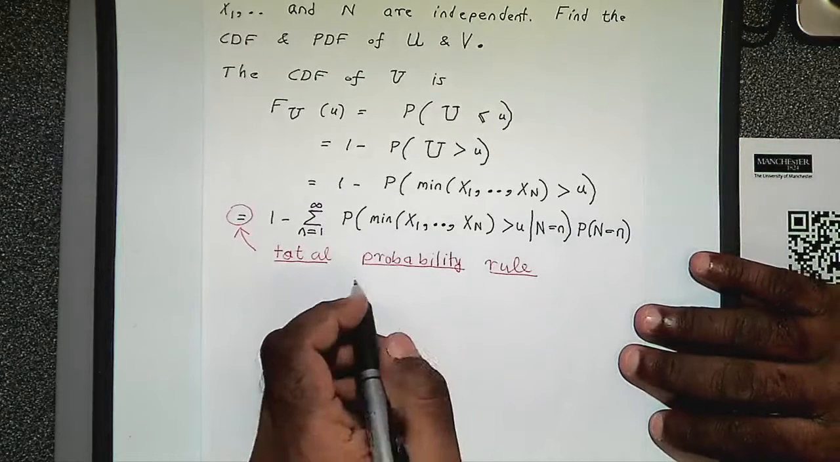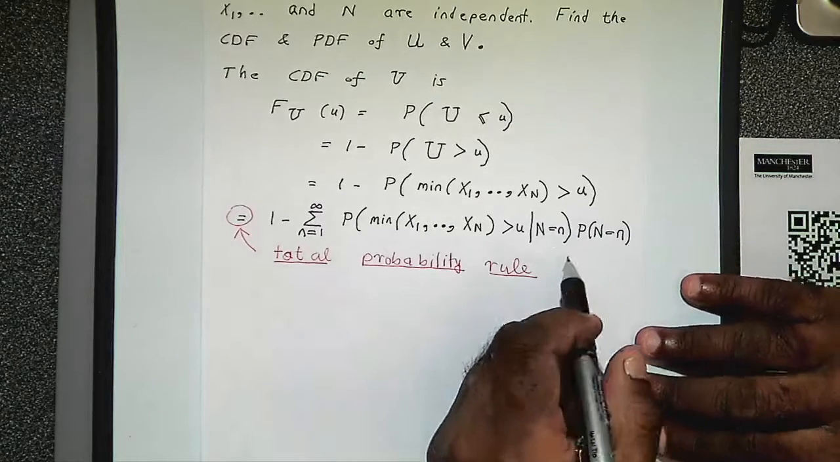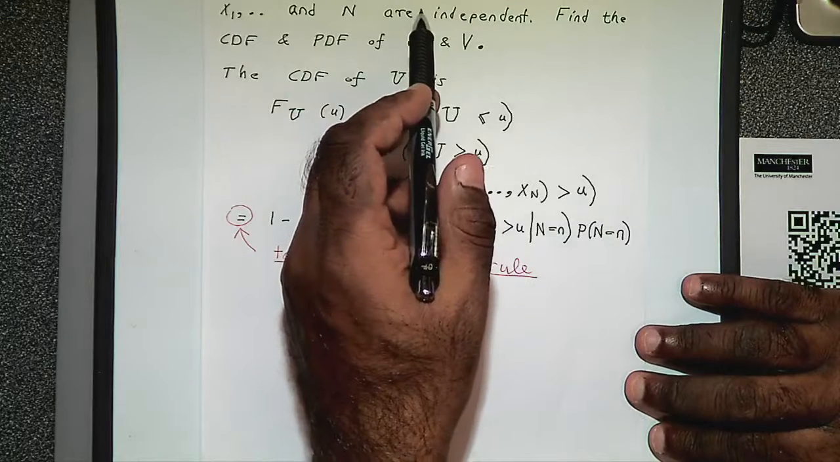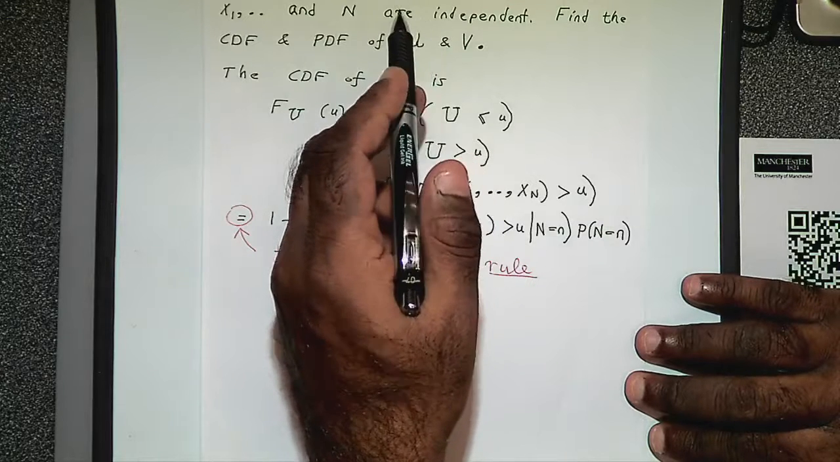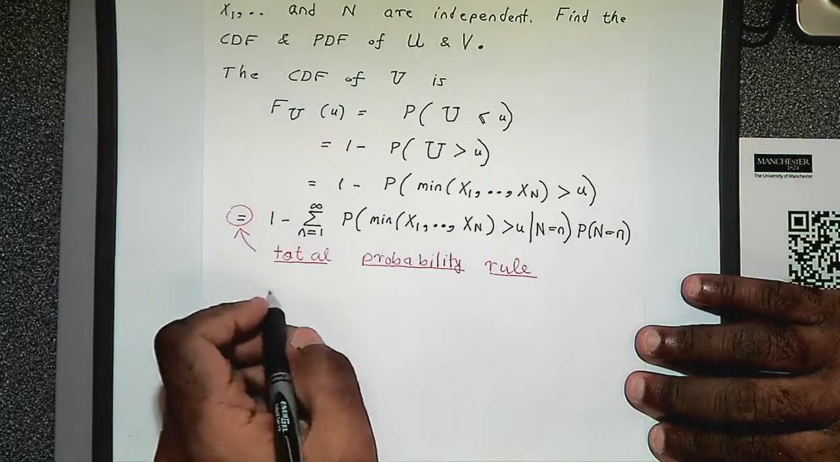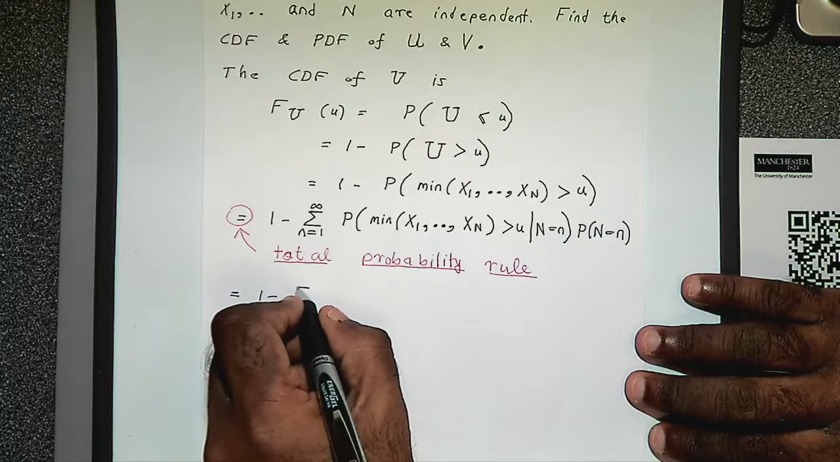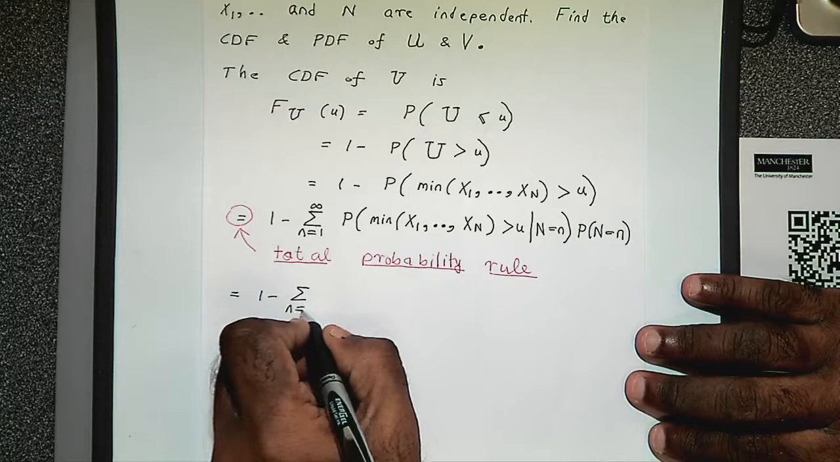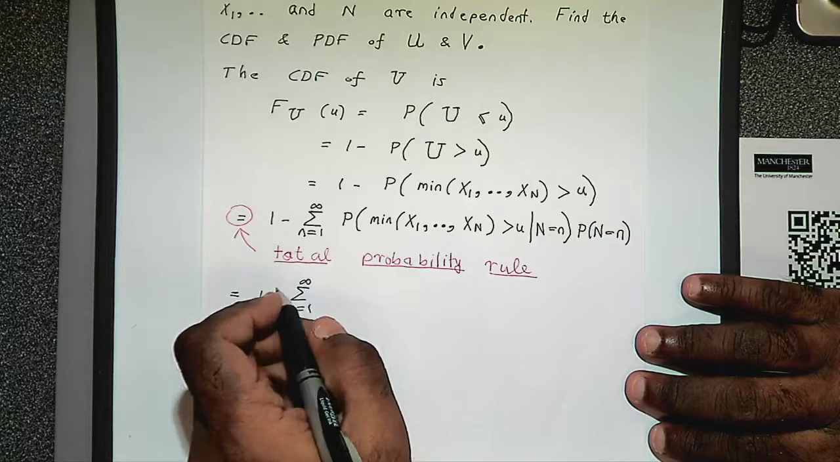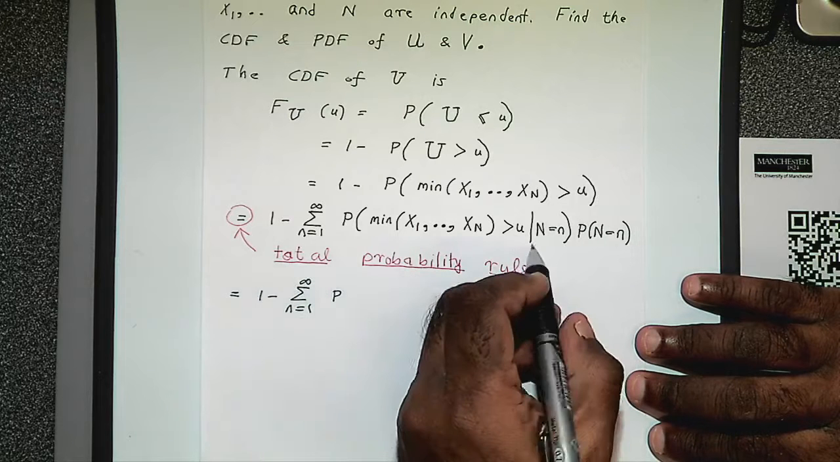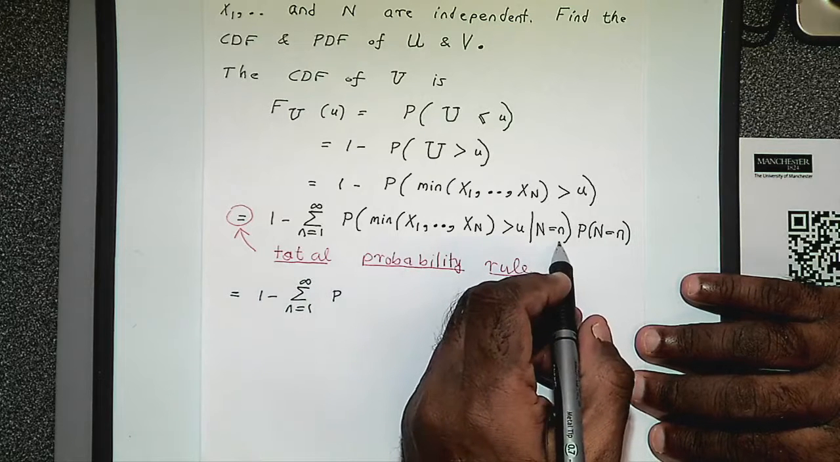Now remember that we are assuming that N is a geometric random variable, right? Okay, so this is going to be 1 minus the sum from 1 to infinity, because we are conditioning on capital N equal to little n.